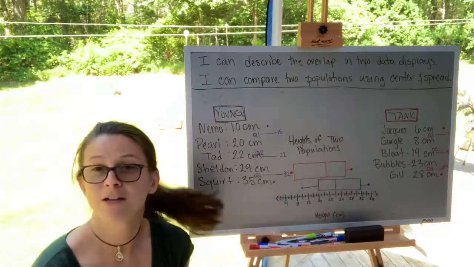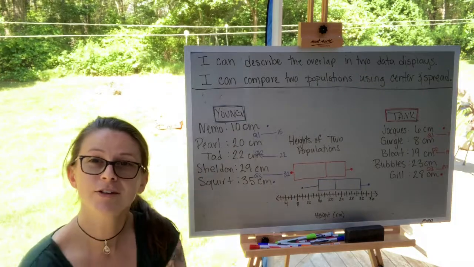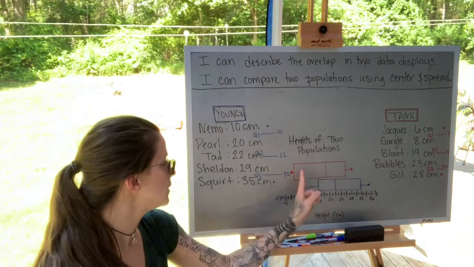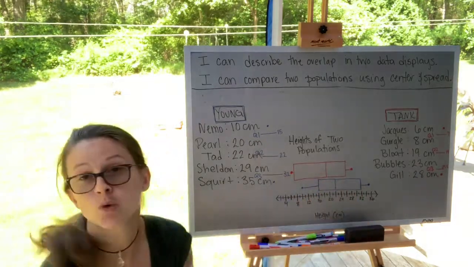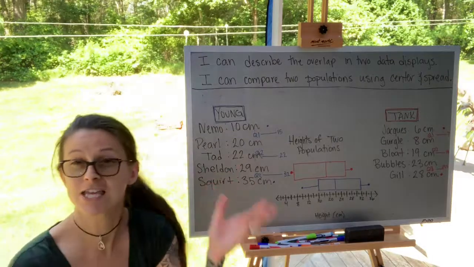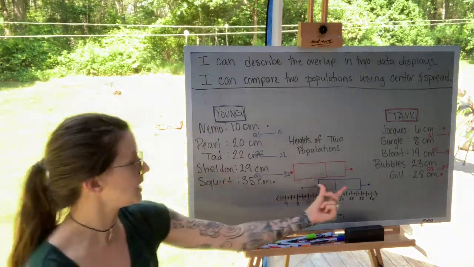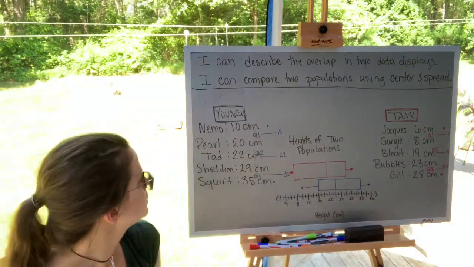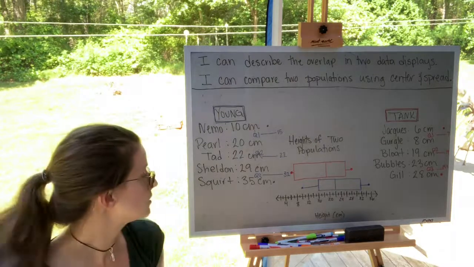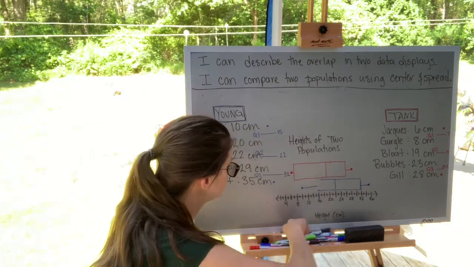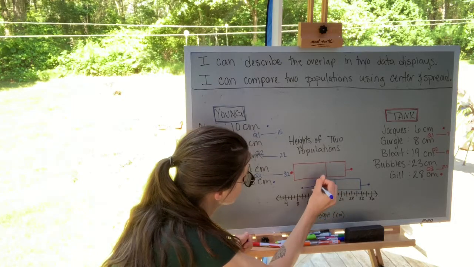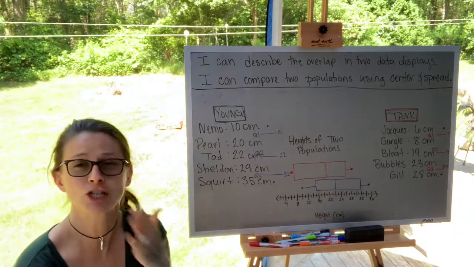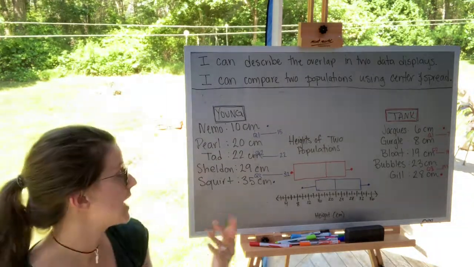The box shows the middle 50% of the data. That's the typical size. So we could say that all the characters in the tank typically fall between 7 and 25.5 centimeters, whereas the young characters in Finding Nemo typically fall between 15 and 32 centimeters. So we can say that these 2 populations are very similar in their centers and their spreads.